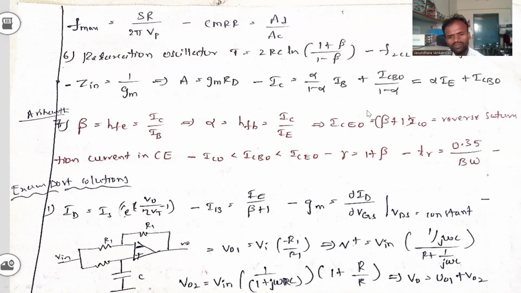V01 equal to minus R1 by R1 times V in. Input resistance is R1, and the input resistance of the non-inverting mode is also R1. V plus equal to V in into 1 by J omega C divided by R plus 1 by J omega C. This is nothing but the voltage division rule. V02 equal to V in, 1 by 1 plus J omega RC, into 1 plus R by R. V naught equal to V01 plus V02.